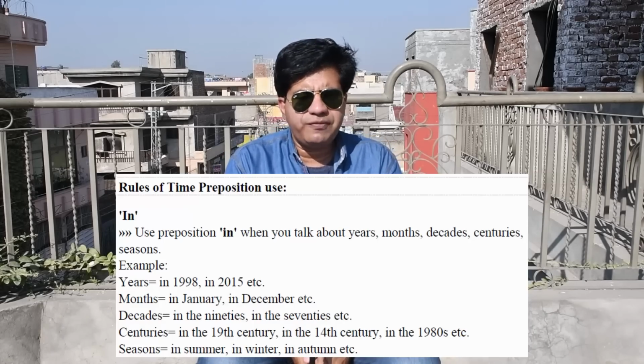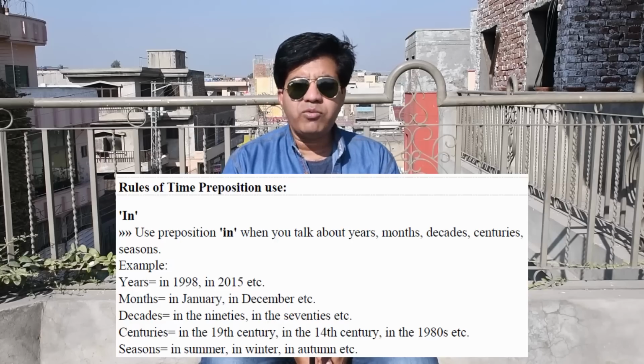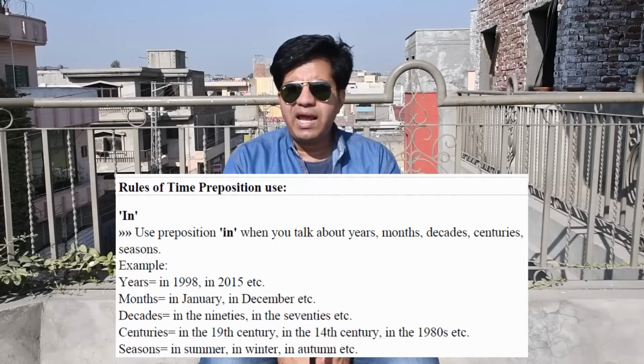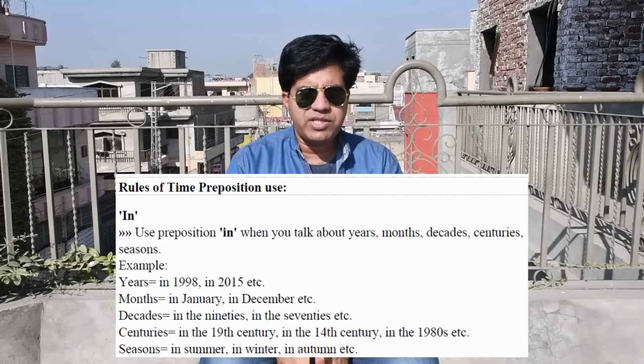Okay. Now we are going to learn some rules of time preposition use. So the first preposition is in. Use preposition in when you talk about years, months, decades, centuries and seasons. Let's give you some examples. Years: in 1998, in 2015. Months: in January, in December, etc.